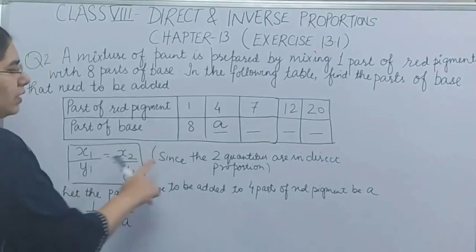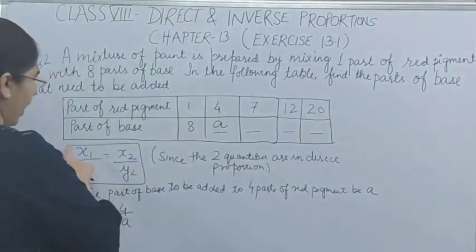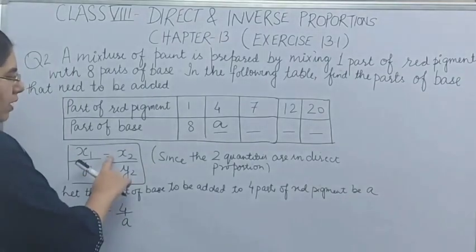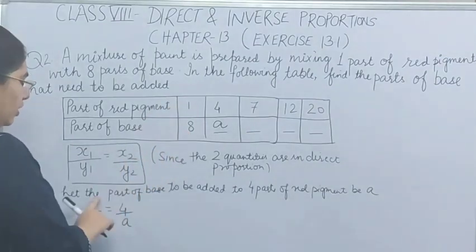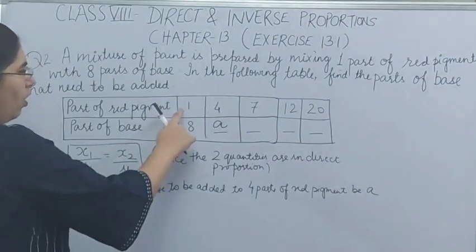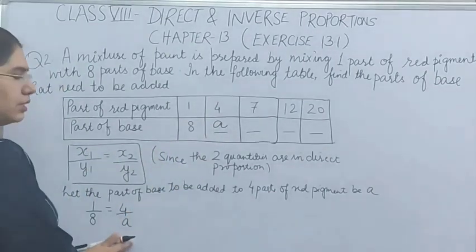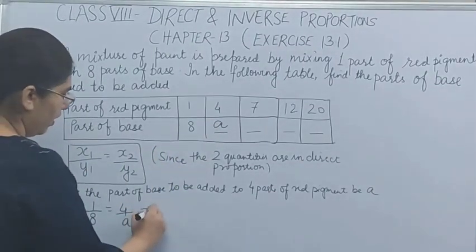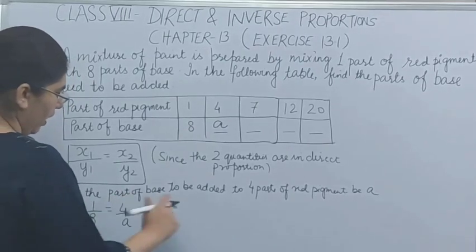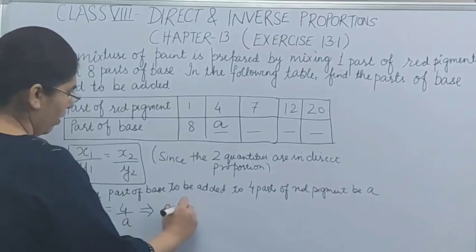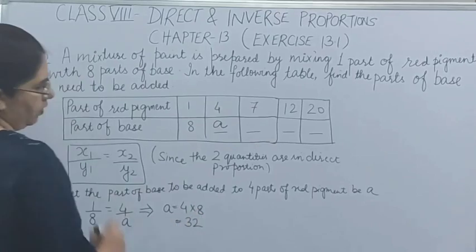So, we say that since the two quantities are in direct proportion, x1 upon y1 equals x2 upon y2. Therefore, we are just substituting the values here. 1 by 8 equals 4 upon A. Now, this is very simple to solve. We can say that A equals, A goes here, 8 goes here. So, A is 4 into 8, that is 32.